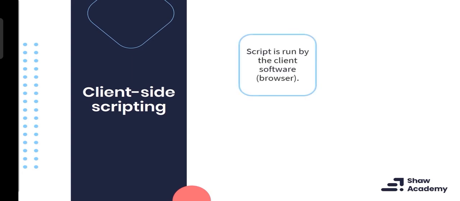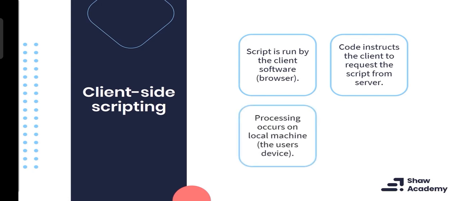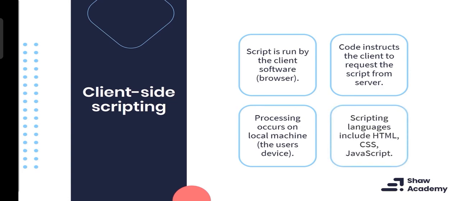Well, in the client side scripting environment, the script is run by the client or the browser software itself. And again, this is your Chrome or your Firefox and all of those kind of tools such as Edge as well. Also, the code instructs the client to make a request from the web server. So the code essentially says, hey client, I need you to request something for me on the web server. I'm looking for this, for example. Can you go and fetch it? The processing occurs on the local machine, the user's device, and this is essentially where all the interpretation and where everything gets rendered. This is why we say on the local machine. And then lastly, scripting languages for the client side include languages such as HTML, CSS, as well as JavaScript.